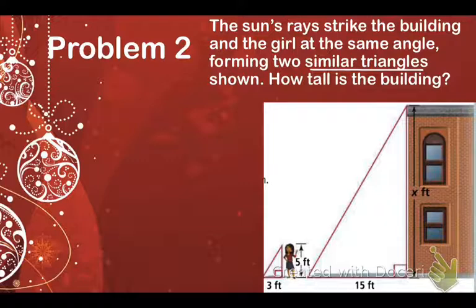As I'm looking at this question, I see that it says 3 feet on the bottom and that she's 5 feet tall. On my larger triangle, I have 15 feet on the bottom. So there are actually two ways that we could go about solving this. The first one is with the proportion.